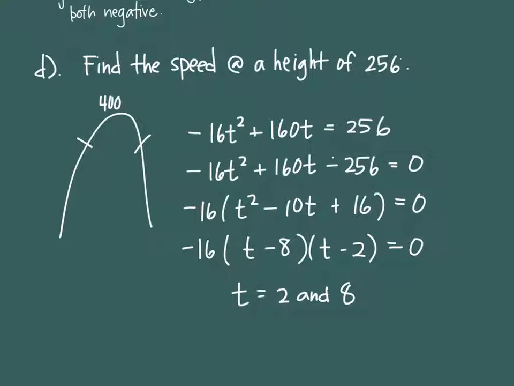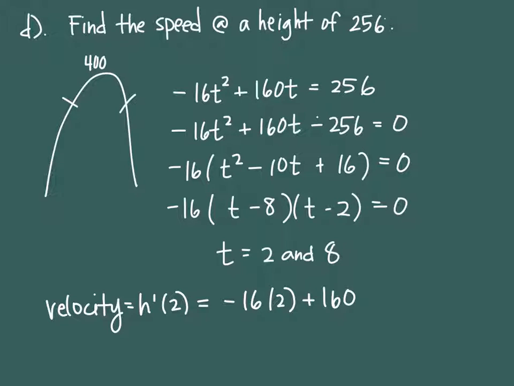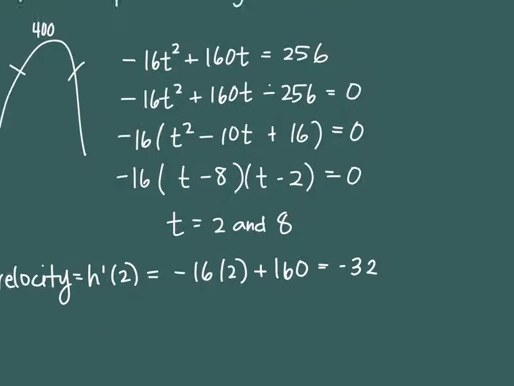So what do I have to find first before I can find the speed? Find the velocity, and then speed is just going to be the absolute value of that. So let's find the velocity first. So the velocity at h prime of 2 is going to be negative 32 times 2 plus 160. That's negative 64 plus 160.